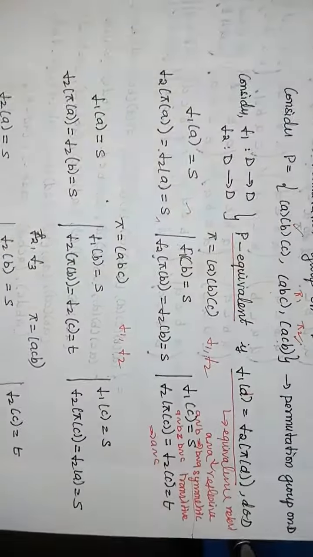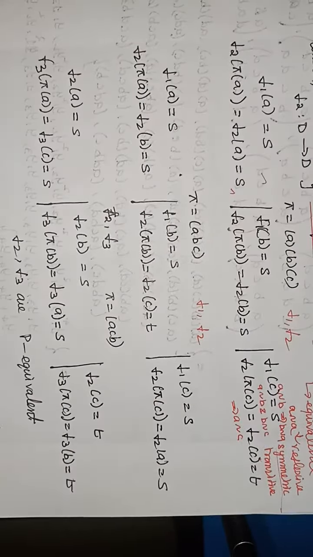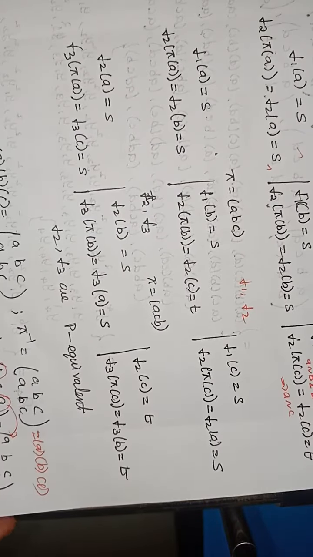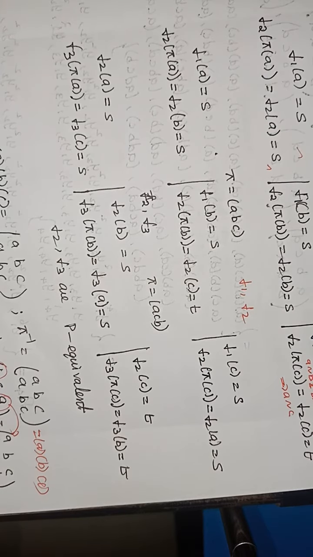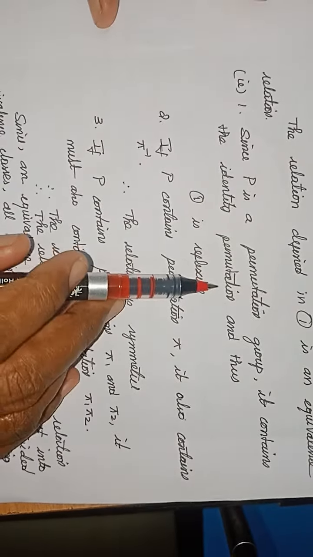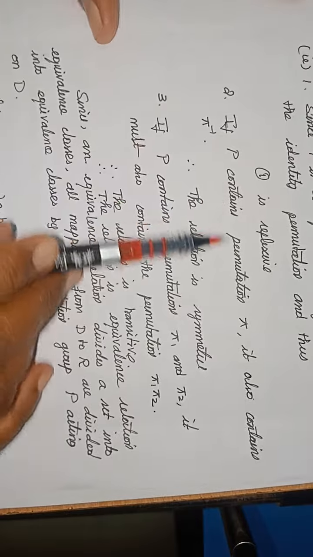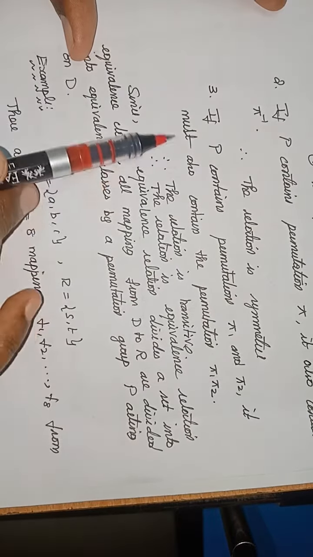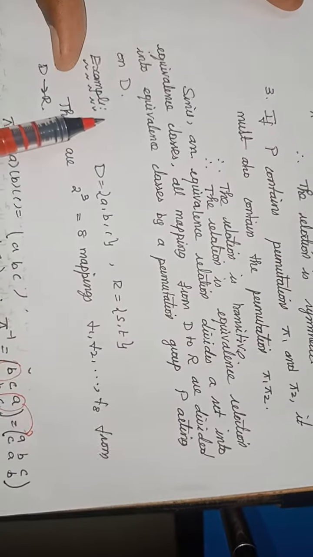So the composition of these two gives me an element which is also present in P, which satisfies the transitivity. Therefore, this forms an equivalence relation. It satisfies all the criteria of an equivalence relation. That's what is mentioned in the text. Since P is a permutation group, it contains the identity permutation, so that is reflexive. If P contains permutation pi, it also contains pi inverse, according to a group, there should be an inverse. The relation is symmetric. If P contains permutations pi 1 and pi 2, it must also contain the permutation pi 1 pi 2. Therefore, the relation is transitive. Therefore, it's an equivalence relation.